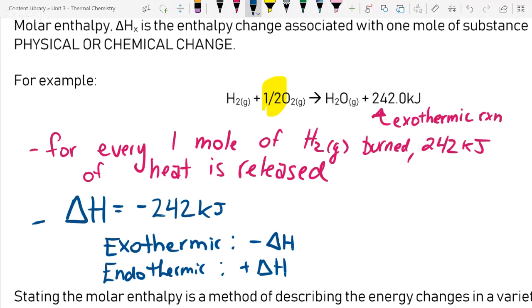Because when we talk about enthalpy, when we talk about H, we're not talking about the energy in the environment. We're talking about the energy in the chemicals. And in an exothermic reaction, the amount of energy in the chemicals is decreasing because it's releasing it as heat. So the enthalpy, the H, goes down. So the delta H is negative. The change in energy is a decrease, not an increase.